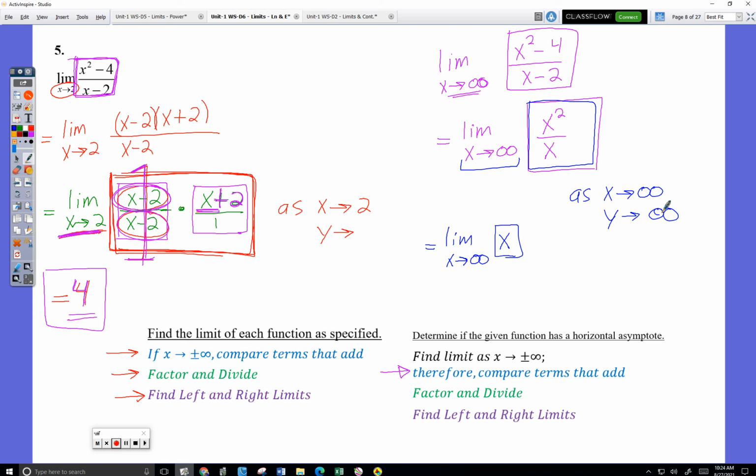Question. No horizontal asymptote on the right-hand side.